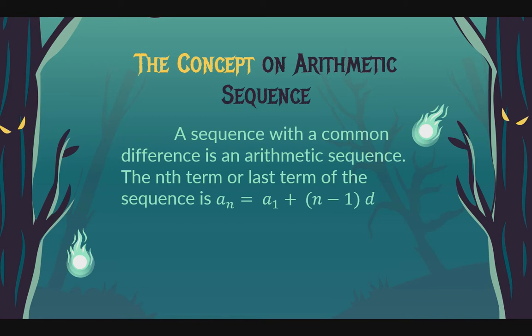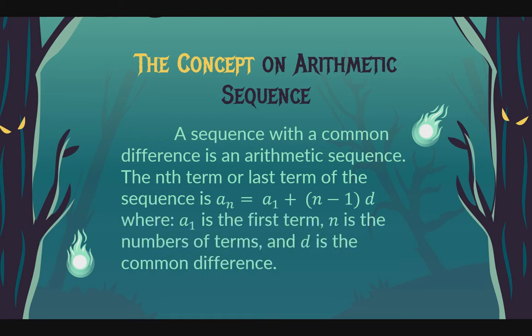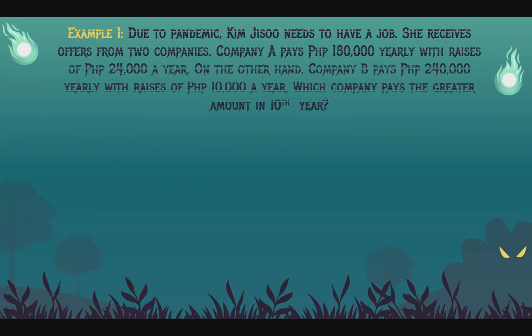The nth term or the last term of the sequence is a sub n equal to a sub 1 plus quantity n minus 1 times d, where a sub 1 is the first term, n is the number of terms, and d is the common difference. Now, let us use this formula that we have reviewed on this problem.